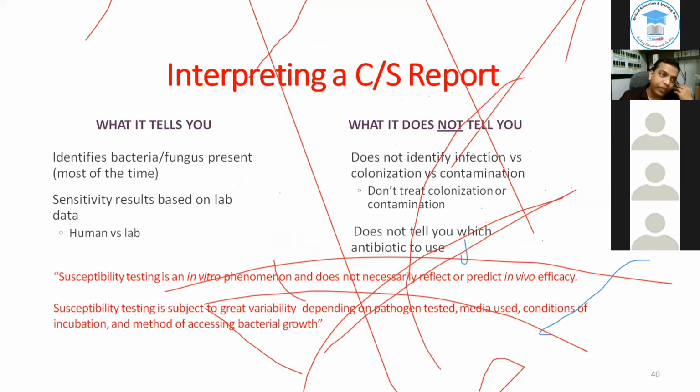Now, that was about the different methods of testing, phenotypic, genotypic, and the ECOF, and then about the breakpoint. Now, what does the culture sensitivity report tell us? It tells only the identification, whether of the bacteria or the fungi. It is based on lab results. So in vivo and in vitro results might differ, because susceptibility testing is an in vitro phenomenon and does not necessarily predict or reflect in vivo efficacy. Culture sensitivity reports should be interpreted very carefully. It doesn't tell us about colonization or contamination. It doesn't tell you which antibiotic to use. So the pharmacokinetics and pharmacodynamics and the clinical consistency should be taken into account.